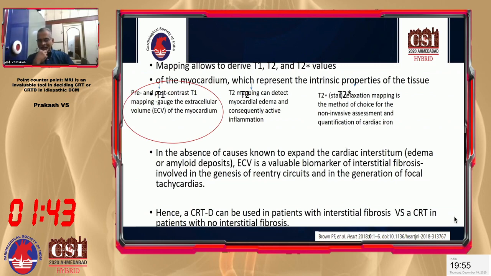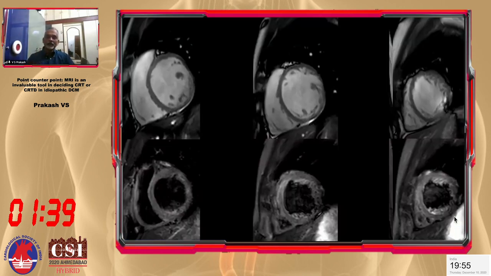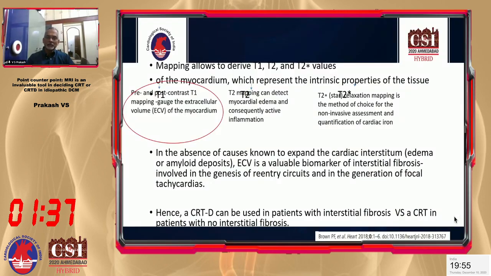And as Dr. Akhil did mention about the pre and post T1 imaging, where you're ruling out edema, obviously, if you have diffuse interstitial fibrosis, again, that forms an area for re-entry circuits and generation of tachycardias, and again, a harbinger for sudden cardiac death. So again, in these kind of patients, you need to probably implant a CRTD versus a CRTP.